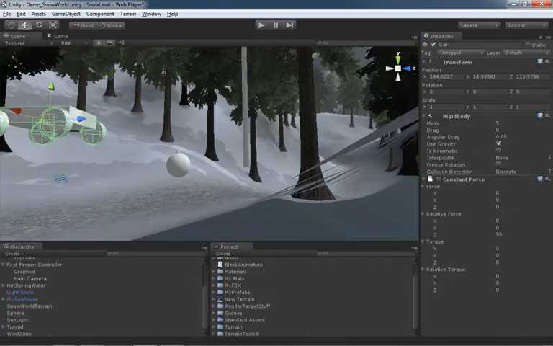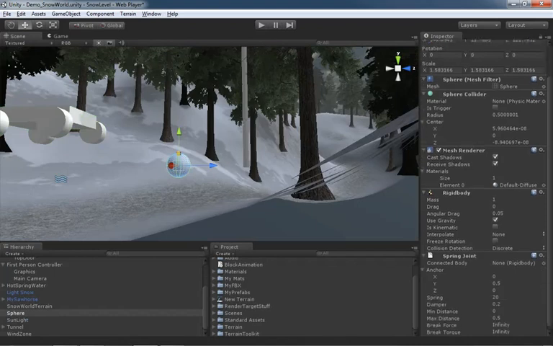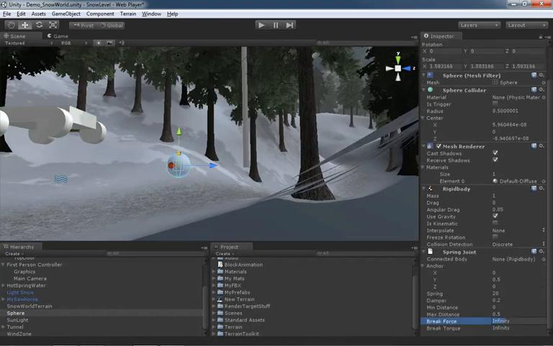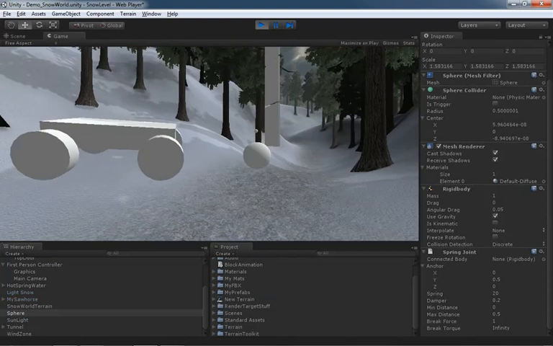Besides, my joint is still set to infinity. And if you want to have any kind of braking whatsoever, this has got to be lower than infinity, obviously. So let's set this to 1. Now, the problem with setting it to 1 is that initial fall might actually cause it to break, so we got to watch out for that. And it didn't.